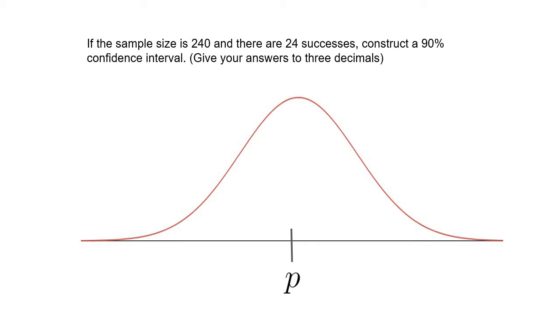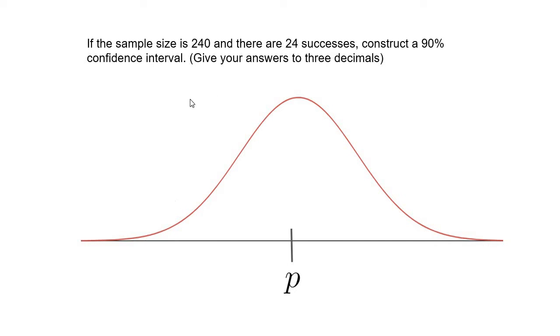Okay, we'll now take a look at a confidence interval for a population proportion. So, if the sample size is 240 and there are 24 successes, construct a 90% confidence interval. Give your answer to 3 decimals.